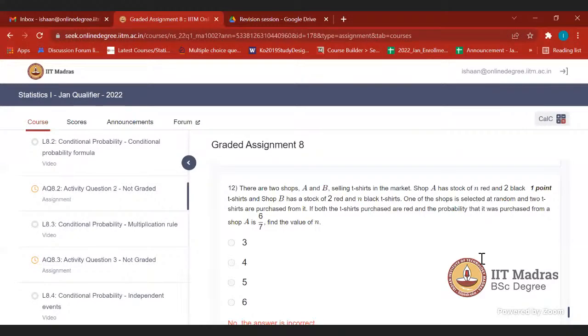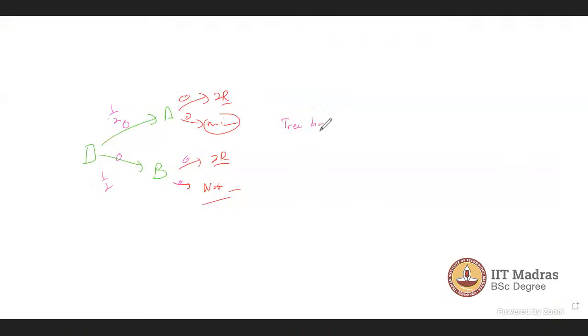Are you asking me to read the question? No, I'm just asking, is the method clear? That's the tree diagram. I can either go to shop A or shop B. After going to shop A, I can pick 2 red or not pick 2 red. In shop B, again, I can pick 2 red or not pick 2 red, right? These are the only possibilities. After that, you have to find the probabilities of 2 reds being picked, and then the conditional from shop A. Then you are bound to this only.